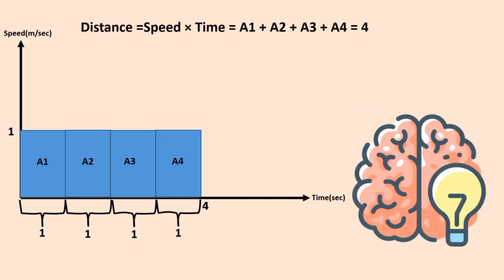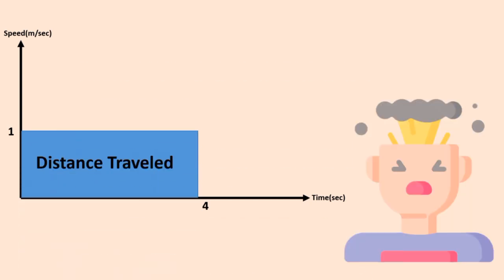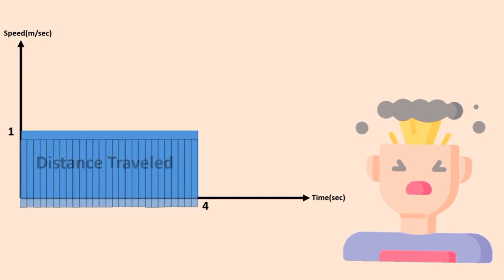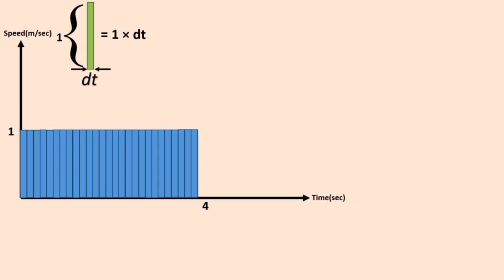So here's the pattern. Now imagine taking this idea even further. What if we keep dividing the rectangle into more and more pieces, until those pieces become incredibly small? Each slice is a very narrow rectangle. The height is still 1 meter per second. But the width is now extremely small, so small that we give it a name. We call that tiny width dt. The area of each rectangle represents a tiny amount of distance.